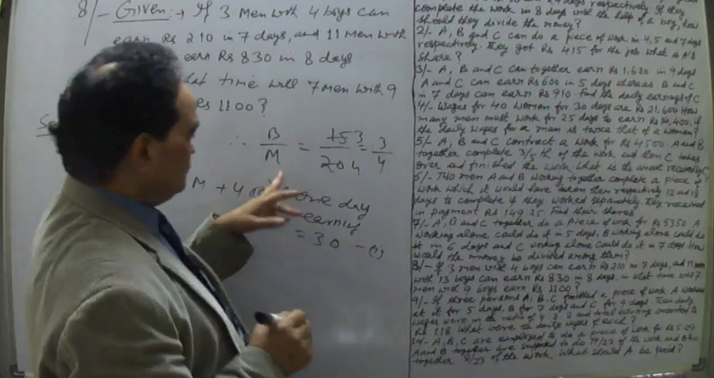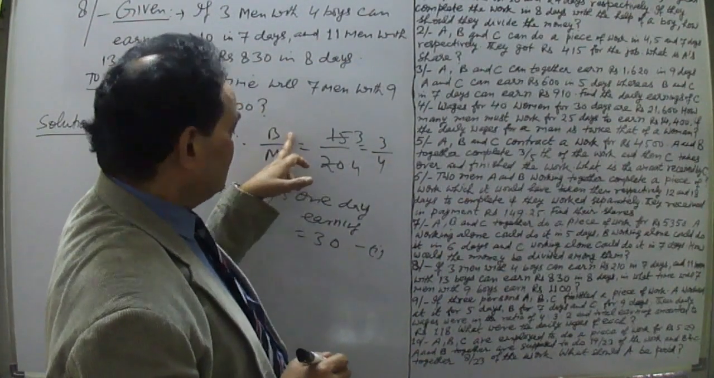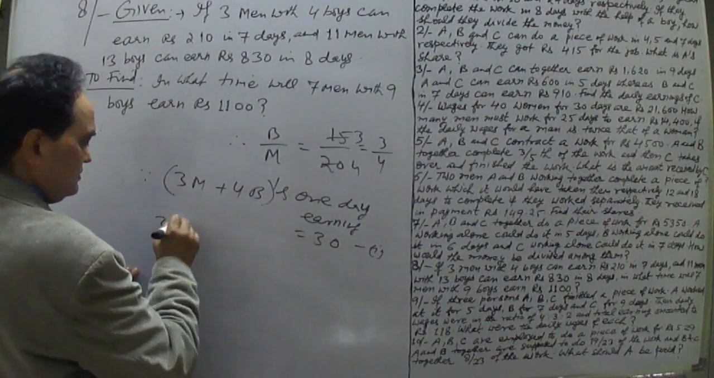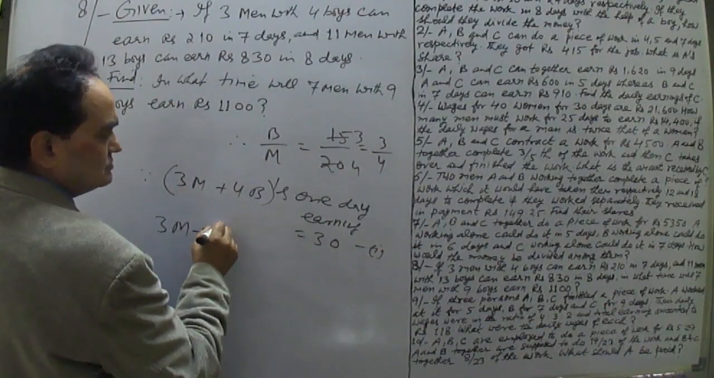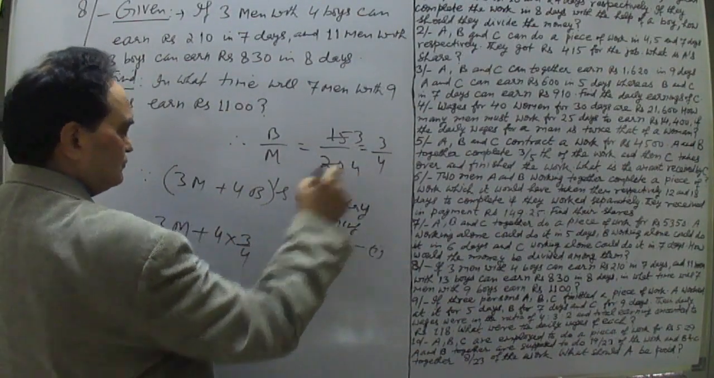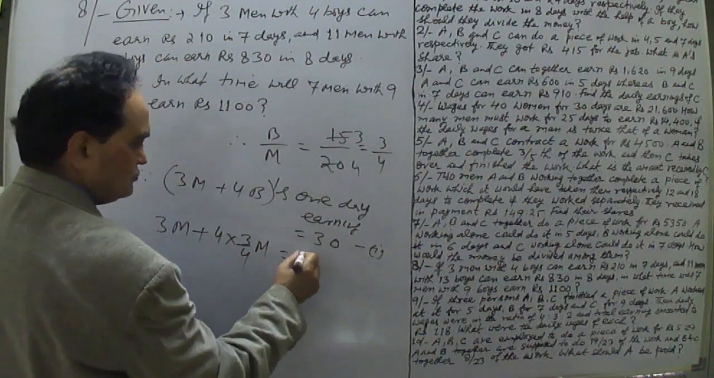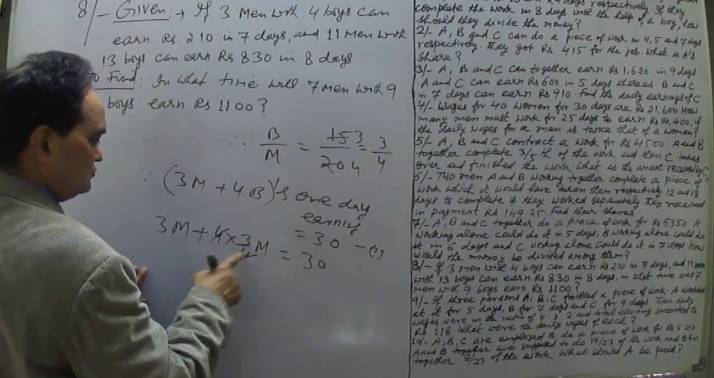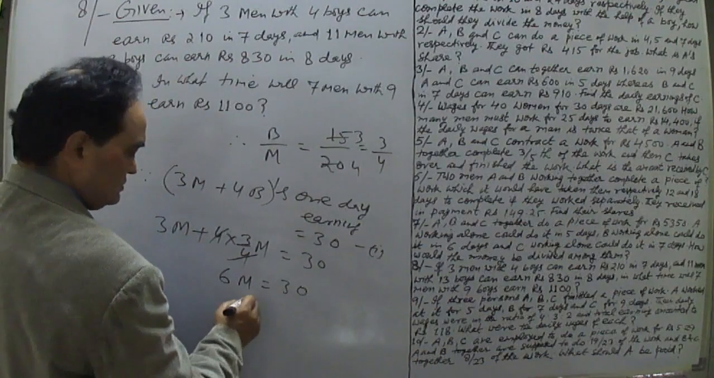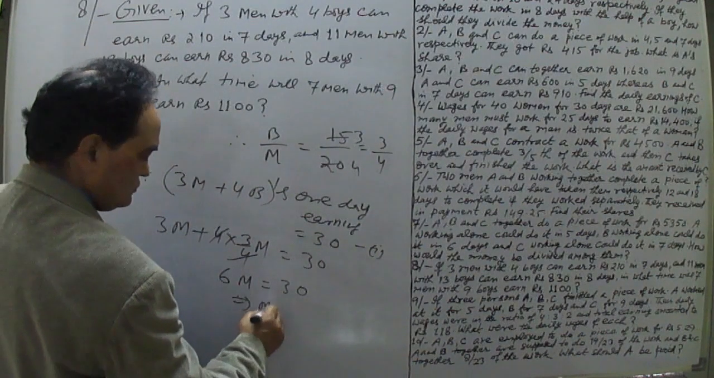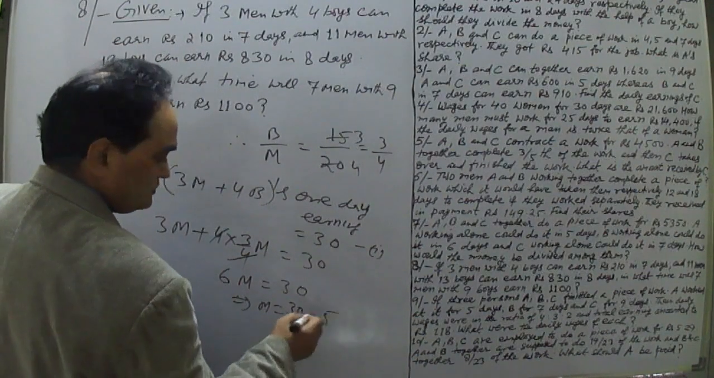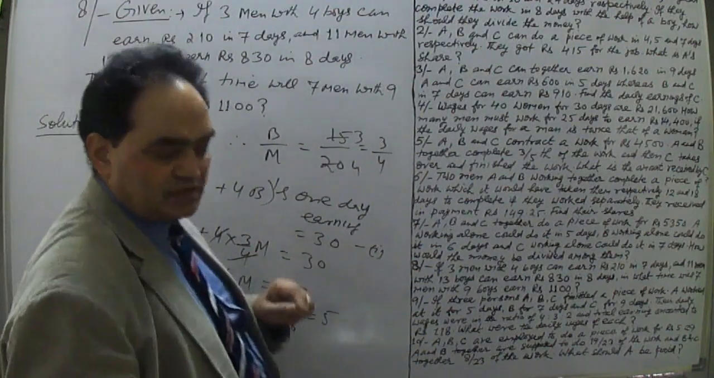Now substituting the value of boy in terms of man here, we will get 3m plus 4 into 3 upon 4 m equal to 30. 4 cancelled out with 4, 3 plus 3 is 6. So 6m equal to 30. Therefore, m is equal to 30 upon 6 equal to 5. So rupees 5 is the per day earning of a man.